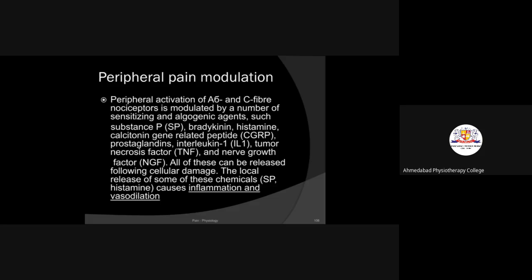In peripheral modulation, when there is activation of the unmyelinated C fiber, there are many algogenic agents which come into play. That is substance P, bradykinin, histamine, CGRP, NGF, TNF, interleukin 1, etc. These all release, and this will transmit the pain faster to the brain, so that pain relieving circuits get active. Another thing is it causes vasodilation and inflammation, so that there will be adequate blood supply where it is needed. So these are the primary two functions.